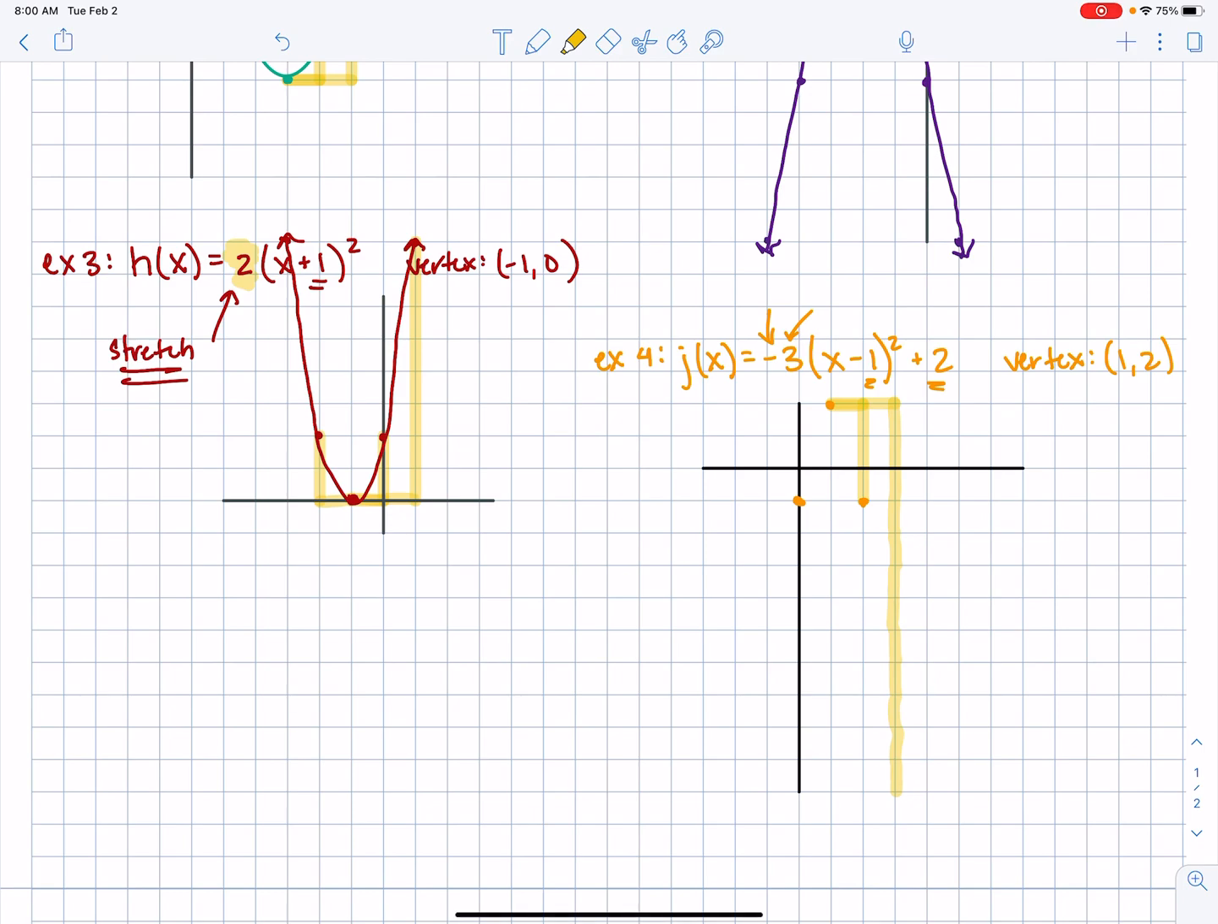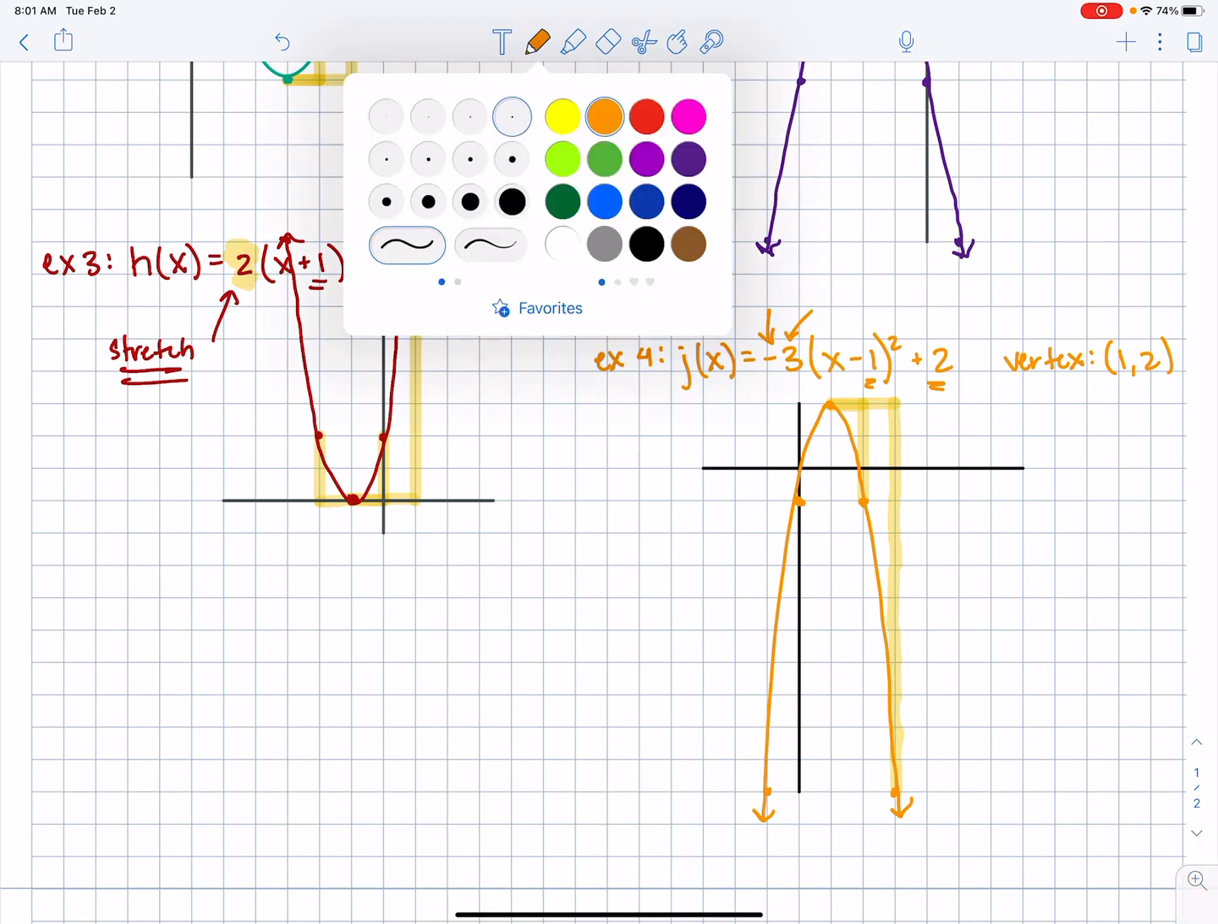Sorry, it stopped drawing that nice straight line. But we know that this is my next stretch, and over here, and we go ahead and draw our curved lines through it for our parabola. There you go.